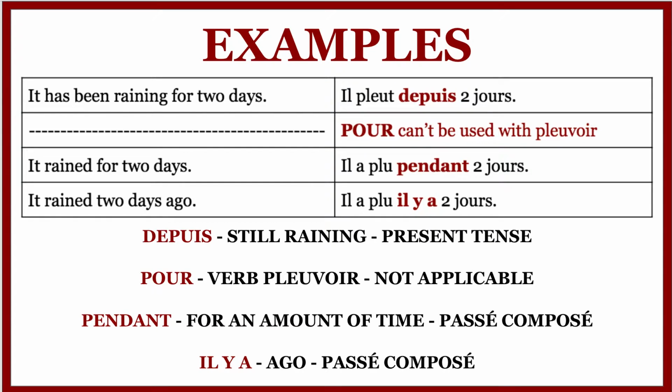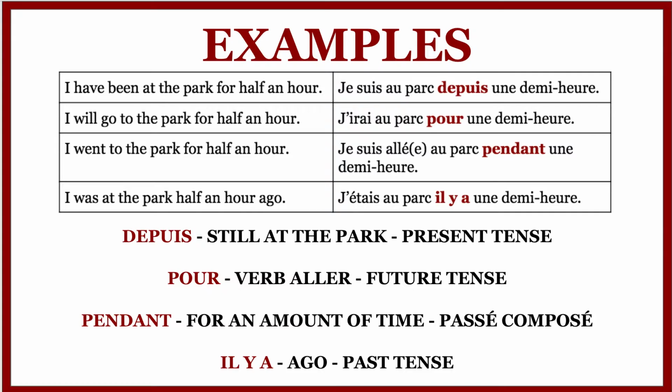But it rained for 2 days. Now this is a completed action. It's not still going on. We're using the passé composé. Il a plu pendant 2 jours. And it rained 2 days ago. Il a plu il y a 2 jours. Now here I've chosen to use the passé composé. I could have used any past tense, okay? Remember that also with pendant you can use any tense. D'accord?